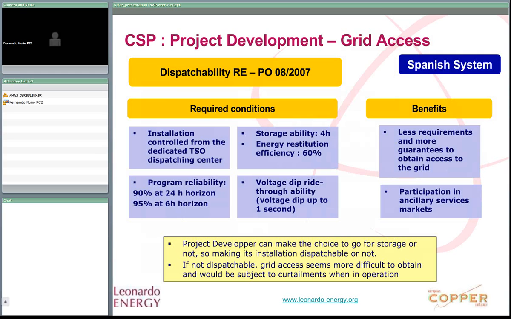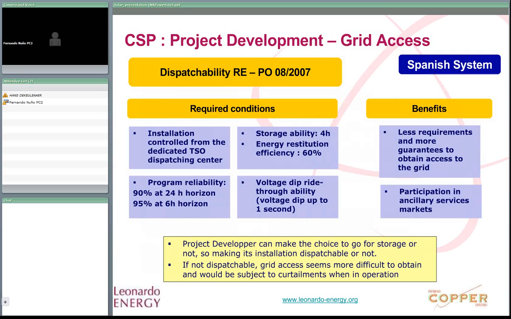This storage ability will be made available for TSO use. The required energy restitution efficiency is 60%. And finally, these plants should be resistant to voltage dips. The voltage dip ride-through ability should be up to 1 second.